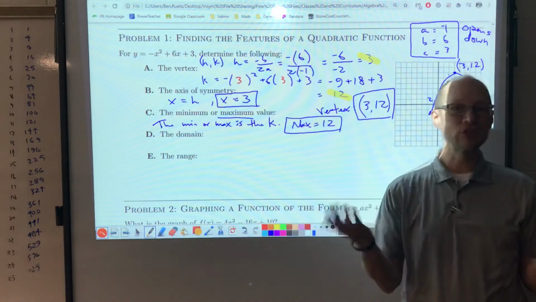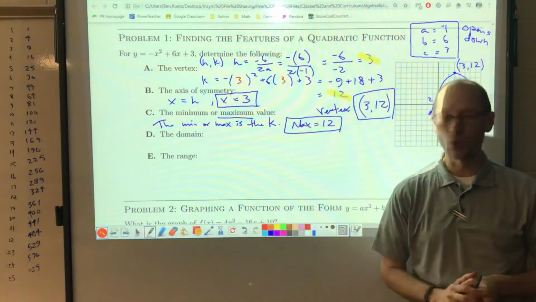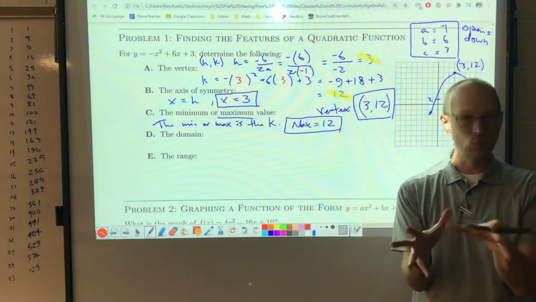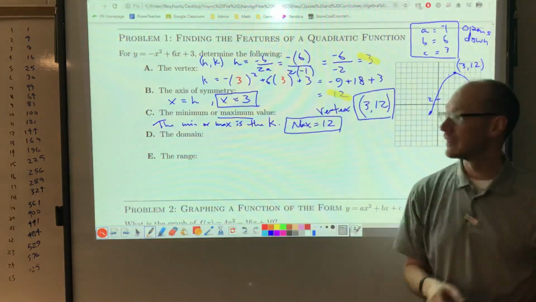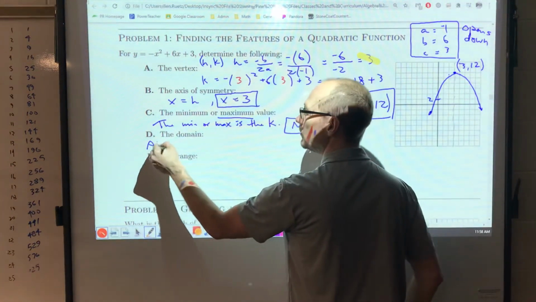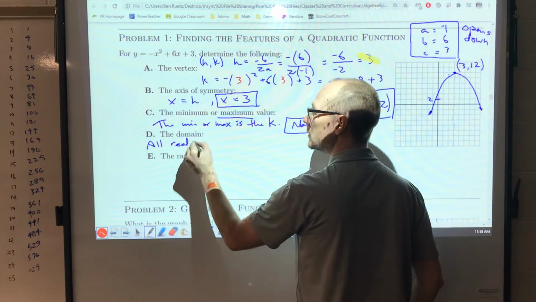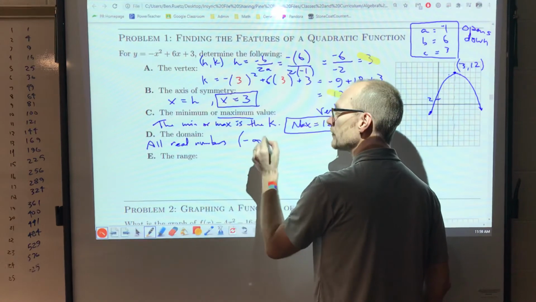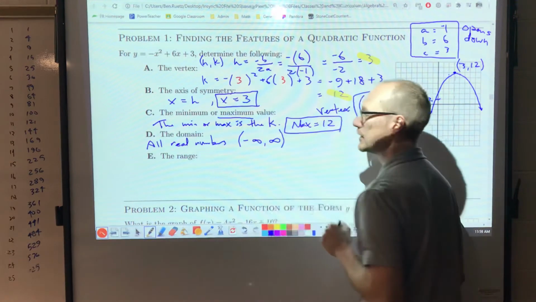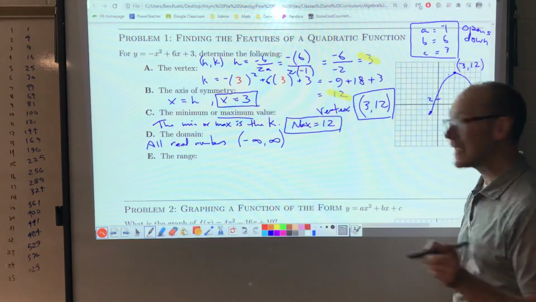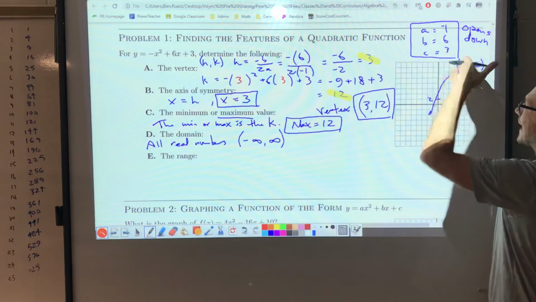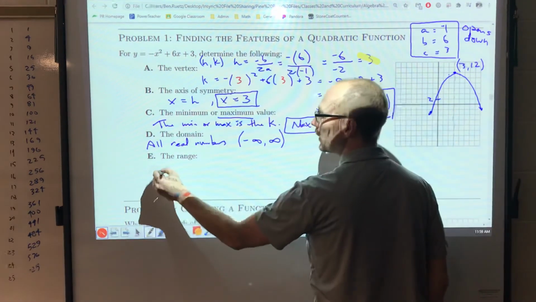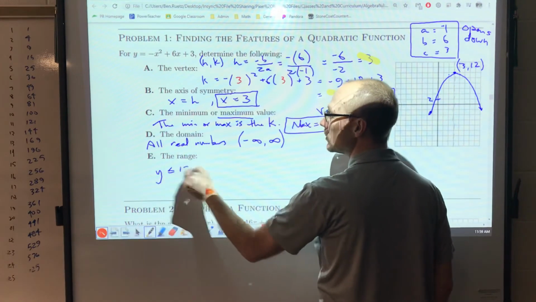Domain, is there any restriction on what I can put in this function? No, quadratics don't have restrictions like that. You can put anything you want in the box and do all the squaring and stuff and get something else. So the domain is all real numbers using my interval notation from -infinity to +infinity. And the range, I know that my range is nothing higher than 12. 12 is the upper limit. So y is going to be less than or equal to 12.